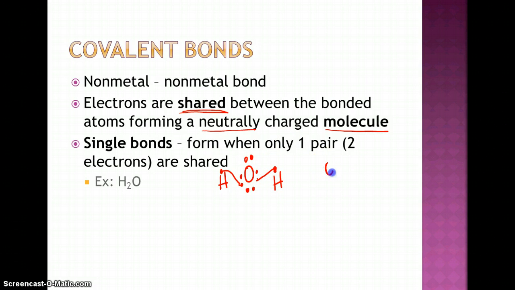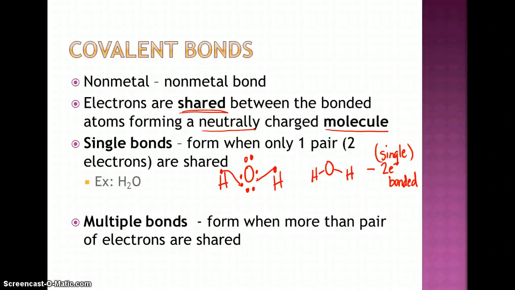If we wanted to do a shorthand as opposed to putting all of the dots in, a lot of times they just draw a picture with a single line. The single line is going to represent two electrons that are bonded together. And a lot of times we call this a single bond. Because yes, there are double bonds and triple bonds. We call those multiple bonds. Multiple bonds form when more than one pair of electrons are going to be shared.